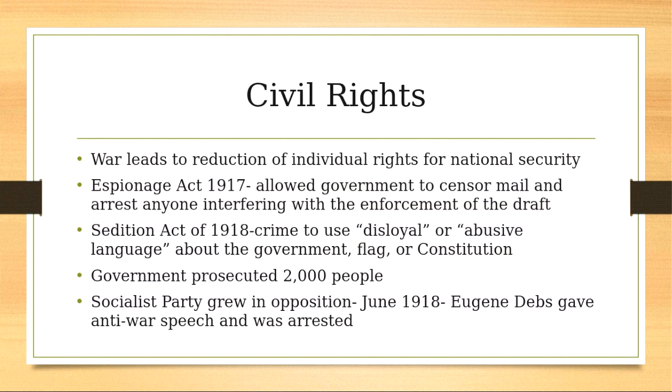What about our civil rights, our civil liberties? We had issues going on with the war. Two laws were passed, the Espionage Act and the Sedition Act. The Espionage Act allowed the government to read the mail, and the Sedition Act made it a crime to make a disloyal statement about the government, the flag, or the Constitution. 2,000 people would be arrested, especially members of the Socialist Party.